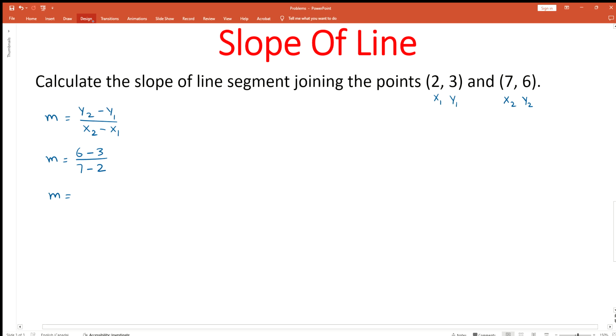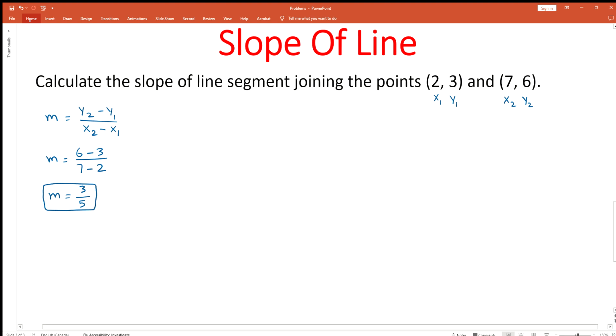In the numerator, 6 minus 3 is equal to 3. In the denominator, 7 minus 2 equals 5. We cannot reduce this fraction, so this should be the final answer for the slope of the line segment.